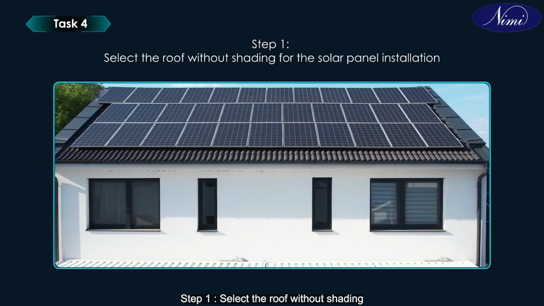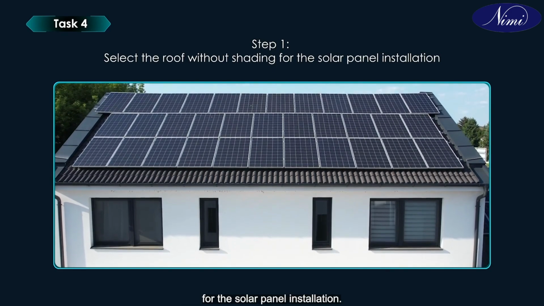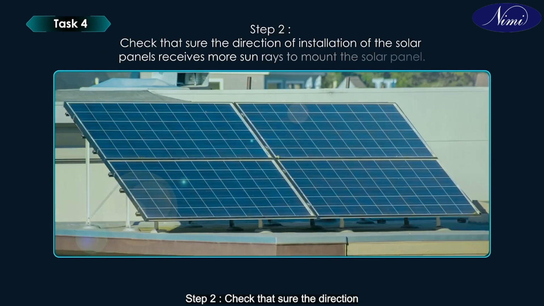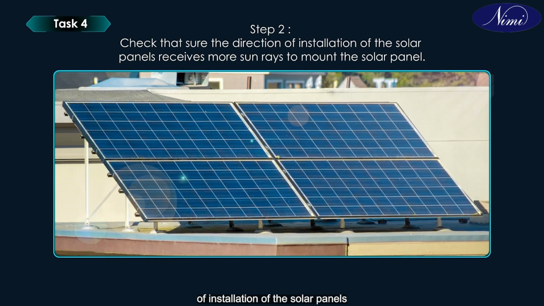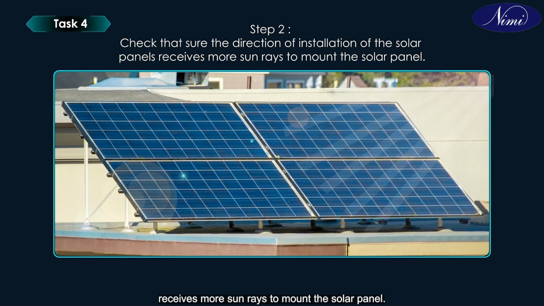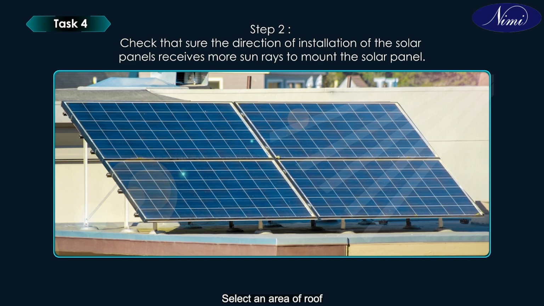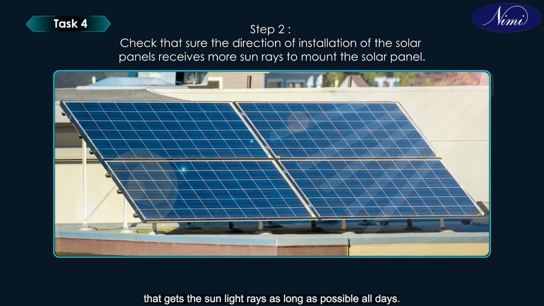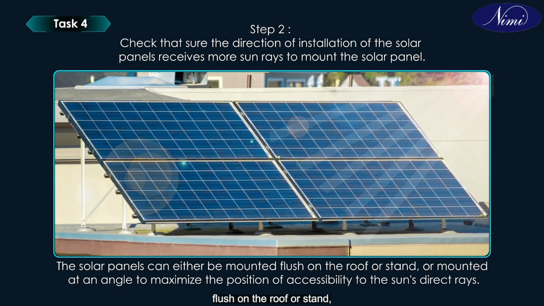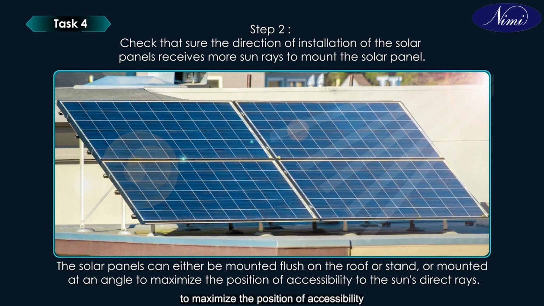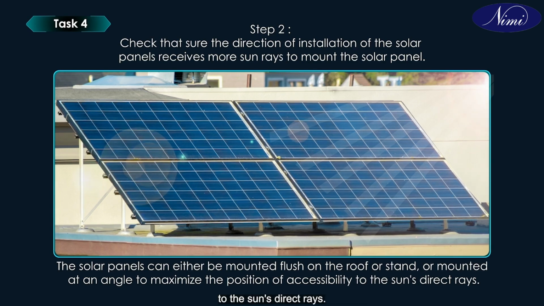Step 1. Select a roof without shading for the solar panel installation. Step 2. Make sure the direction of installation of the solar panels receives more sun rays. Select an area of roof to install the solar panels that gets sunlight rays as long as possible on all days. The solar panels can either be mounted flush on the roof, or on a stand, or mounted at an angle to maximize exposure to the sun's direct rays.